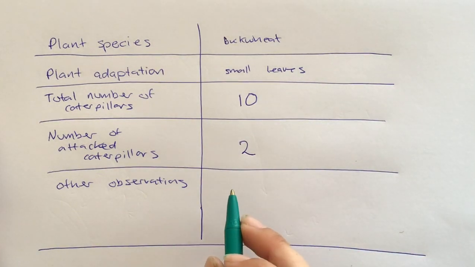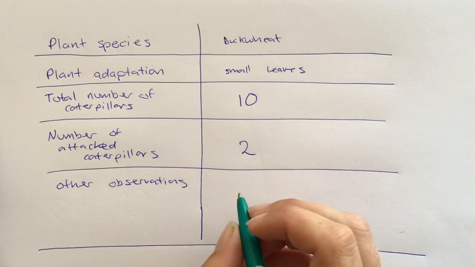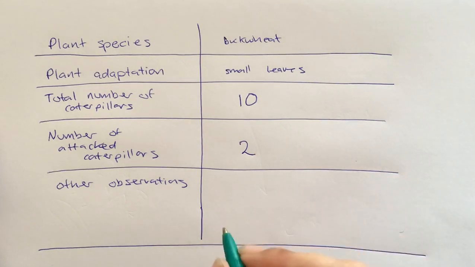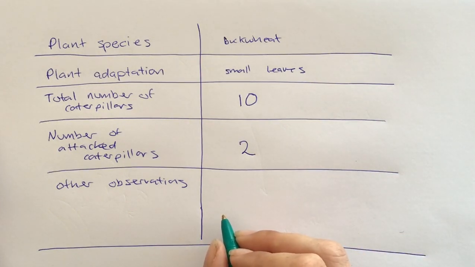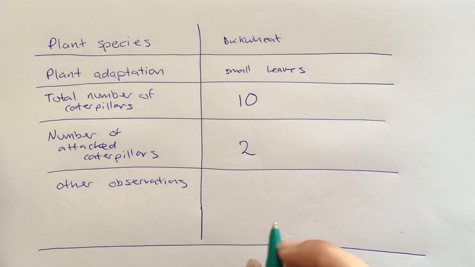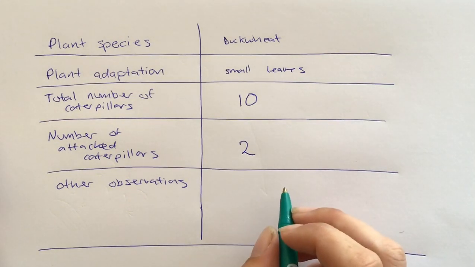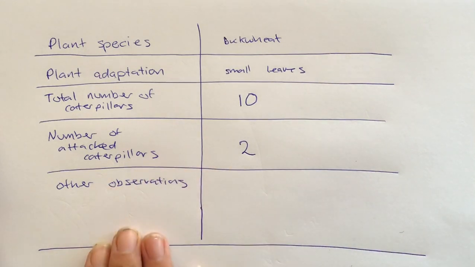Other observations could be anything else you observed, like if the plant looked kind of dead, or if you noticed that some of the caterpillars fell off or were missing. You can write those observations here. So you're going to create a simple table like this, and then you're going to create a second one for your second plant species, and then go out into the garden to collect your data.